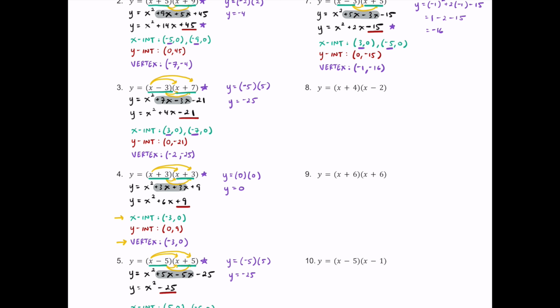All right, let's try number 8. Same thing, let's give it another go. If you want to try it on your own, feel free to give it a go. But I'm just going to do the same process here, see if we're getting a little bit better with the process.